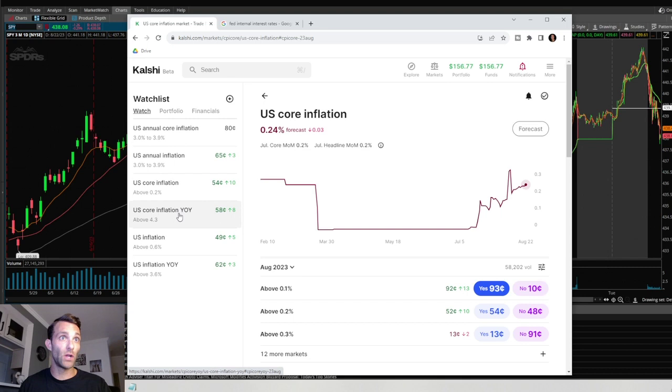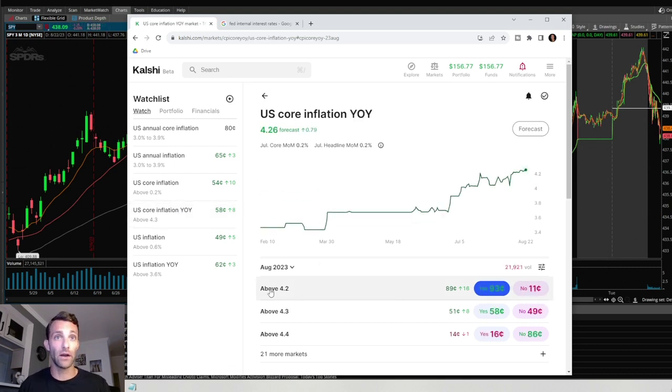And now the next one, U.S. core inflation year over year, and keeping this one very simple as well. If we believe that it's going to increase at all, a very simple trade would be to trade the yes shares on above 4.2%. They're currently trading at 93 cents, have a high probability of being the outcome.